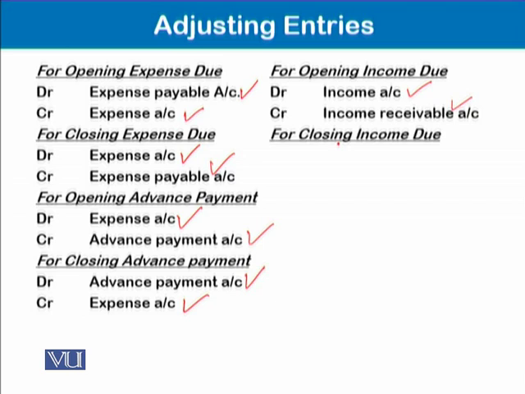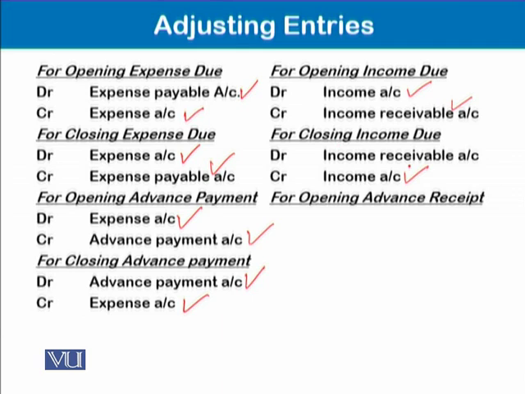And for closing income due, this is the income for the current period for which we have not yet received cash, since it is receivable. So debit income receivable and credit income account. This income account will be credited since it will increase our incomes for the year.